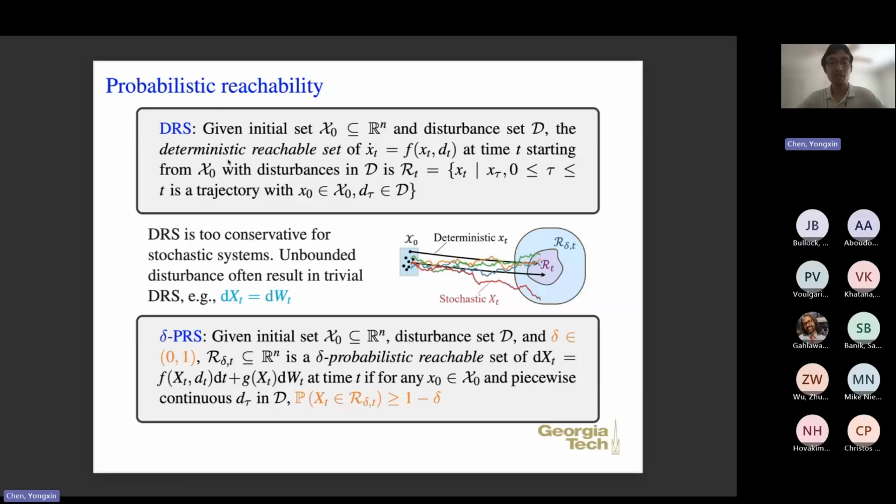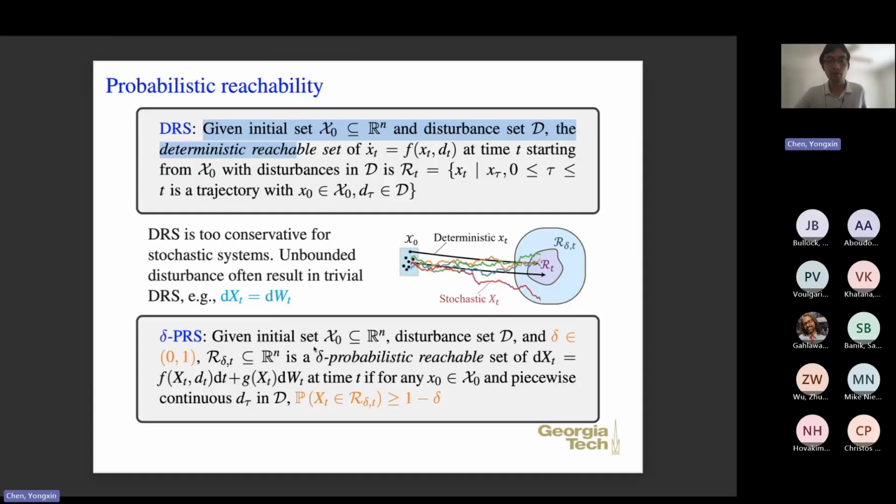In this case, this definition would give you the entire space to be the reachable set, but that is not going to be very useful for application. Basically you are saying that I can reach any possible state. So that's why in stochastic systems, you need a better definition of reachable set.